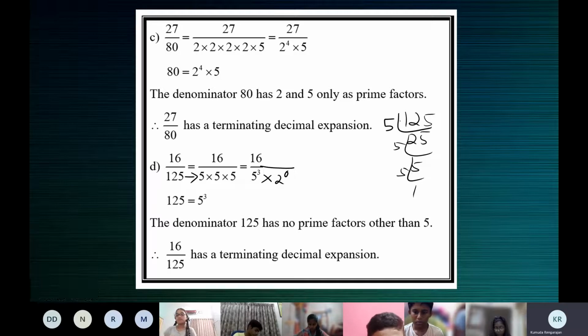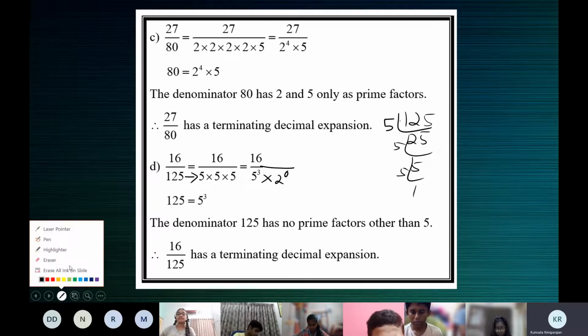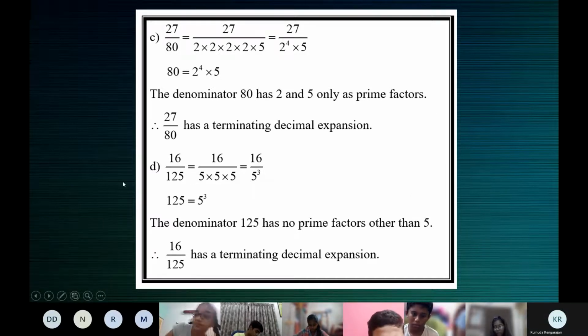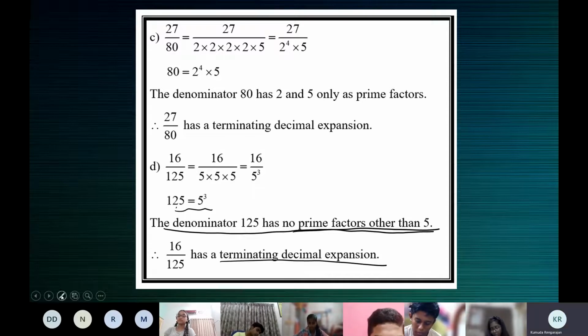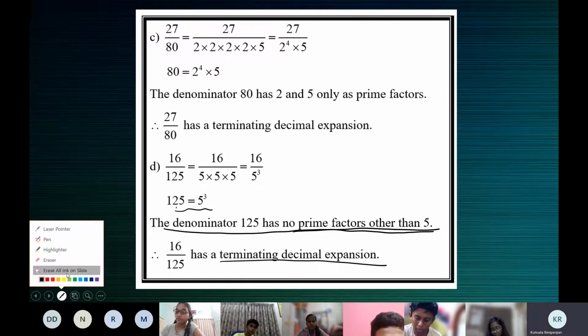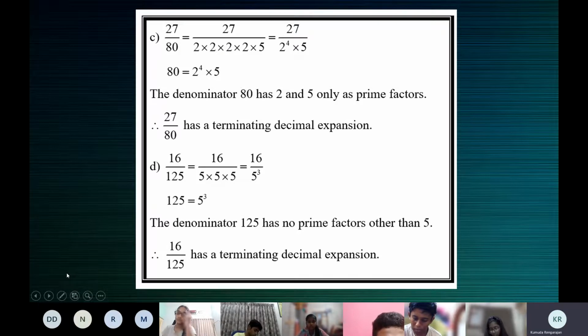So the denominator 125 is 5 cubed. The denominator 125 has no prime factors other than 5. Therefore, 16 by 125 has a terminating decimal expansion. Yes, children, these are the answers to the homework questions.